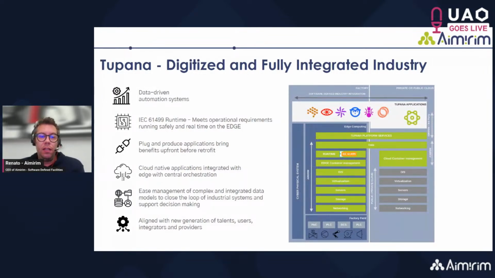And it's an easy management of complex and integrated data models to close the loop of industrial systems and support decision making. And this is all aligned with new generation of talents. I'm talking here about a team from 18 years old to 25, 26. So it's a new generation of talents that needs to be introduced in the market in the right way. And the right way is doing this digital transformation for industries, okay?